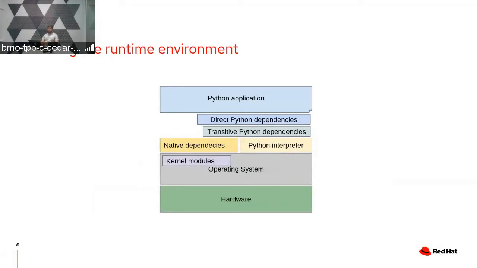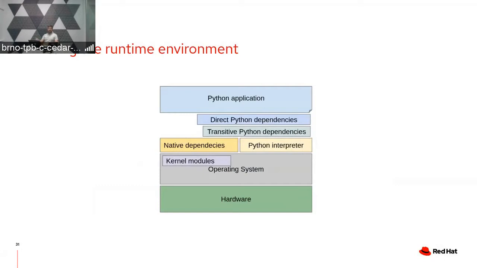Here you can see a stack that is used to run an application. So let's consider that we are running a Python application. If you are running a Python application, most probably you rely on some Python dependencies that can be direct dependencies of your application, but also transitive dependencies that are brought as dependencies of your direct dependencies. This Python layer can use native dependencies and runs inside some Python interpreter.